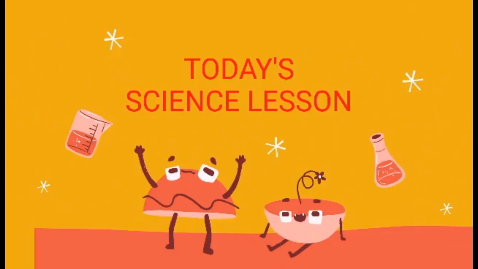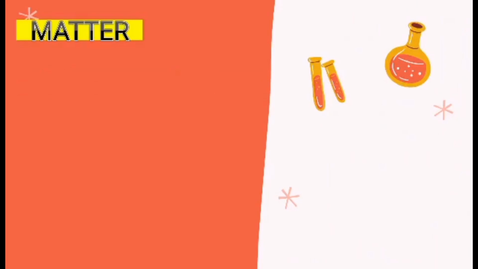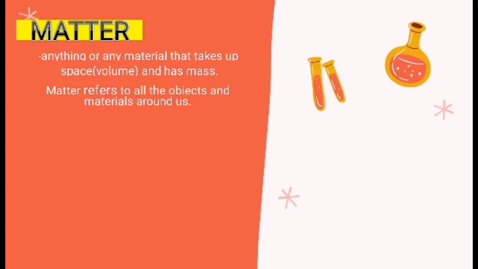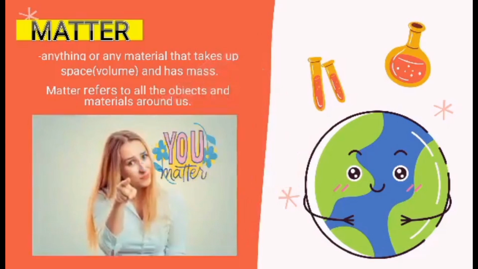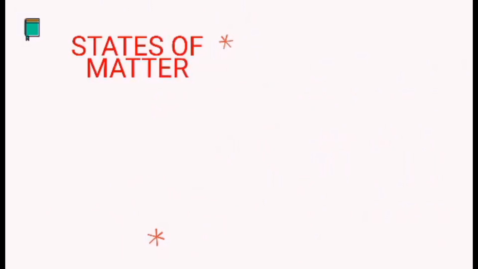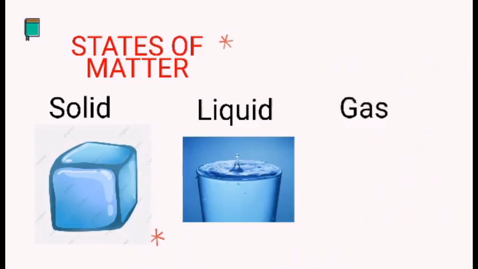Today's science lesson is about the properties of matter. We all know that matter is anything or any material that takes up space and has mass. It refers to all the objects and materials around us. So anything or everything that you see around is made of matter. All that is on, within and outside the earth is composed of matter. In fact, even you are made of matter. Matter can be in any form or state, be it solid, liquid, or gas.